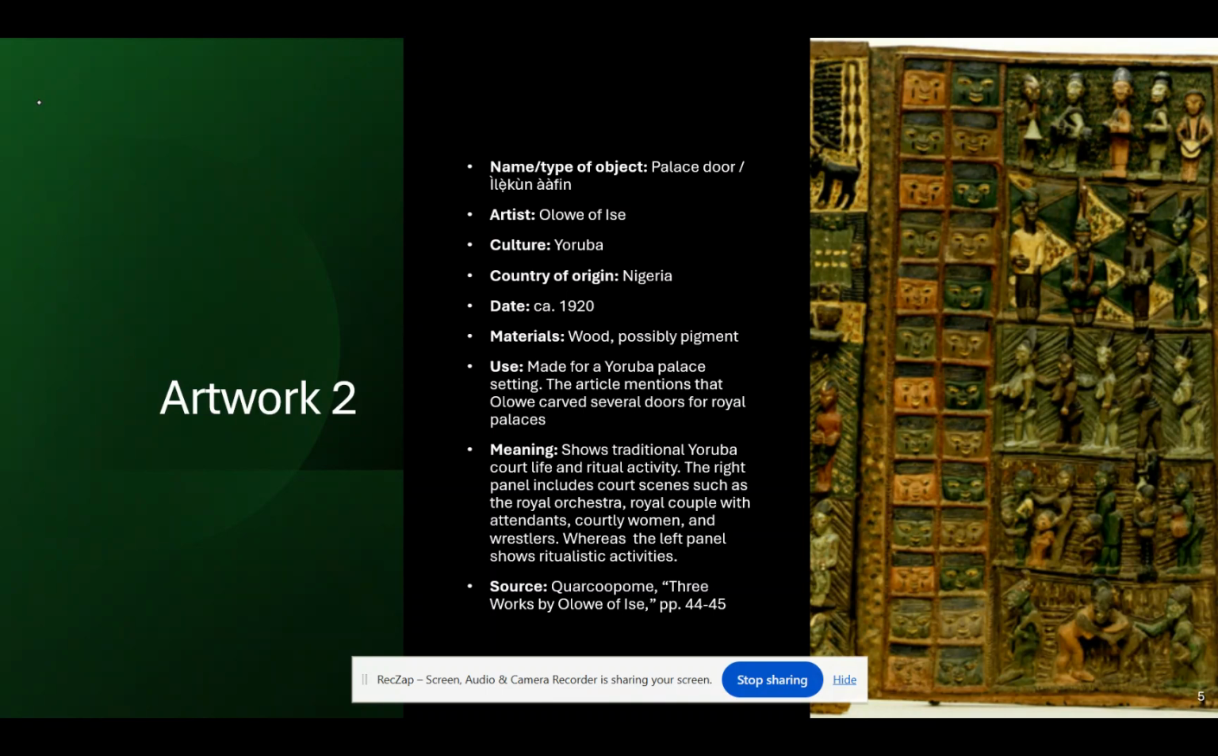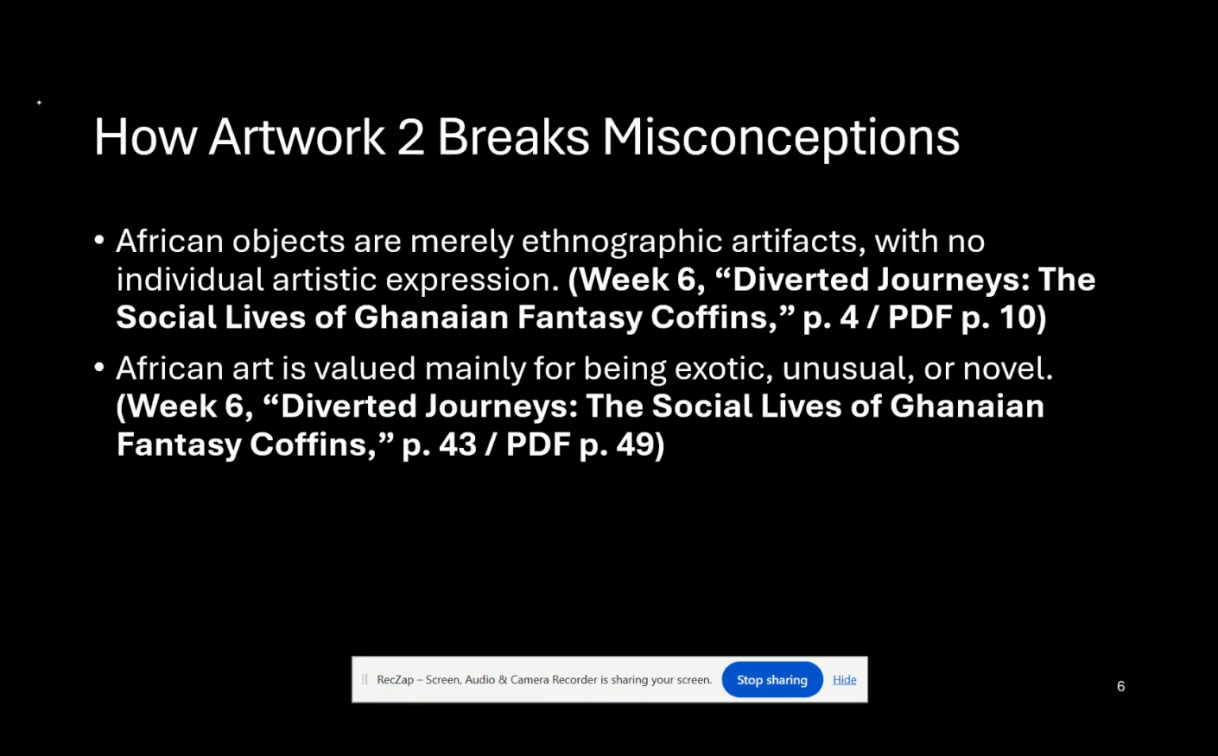The artwork challenges two misconceptions explored in the course. The first misconception was that African objects are merely ethnographic artifacts with no individual artistic expression. And the second misconception was that African art is valued mainly for being exotic, unusual, and novel. The palace door breaks both of these misconceptions because it is not just an ethnographic artifact, but the artist behind it is also recognized and respected in his community because of his personal style.